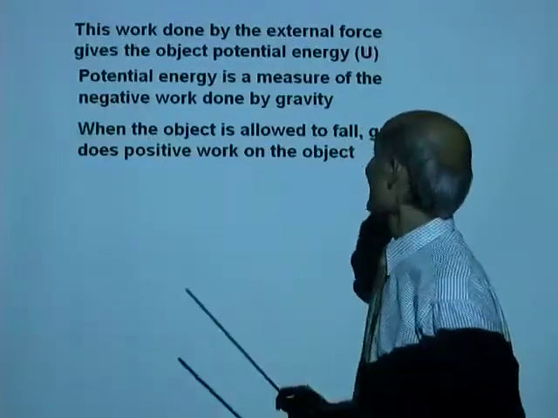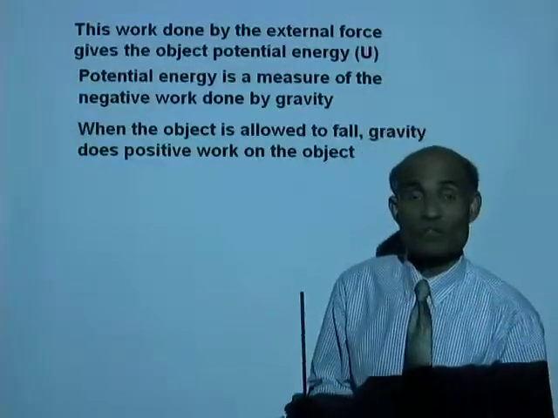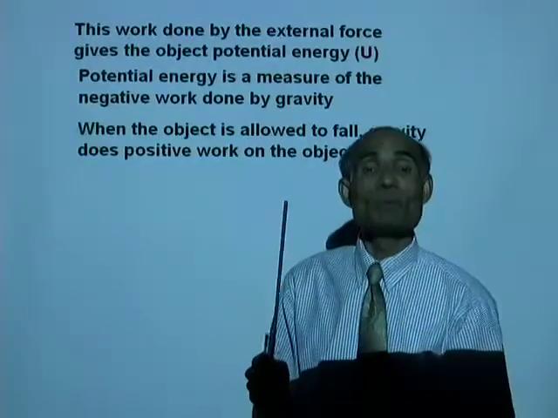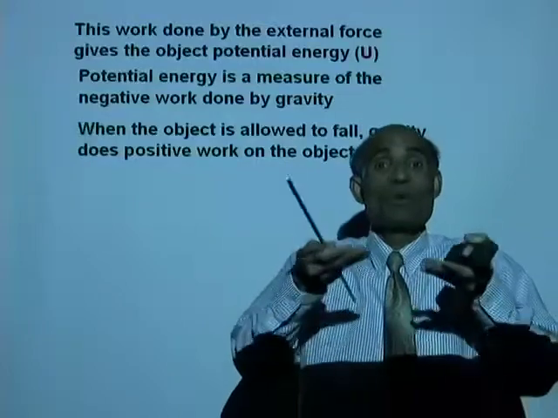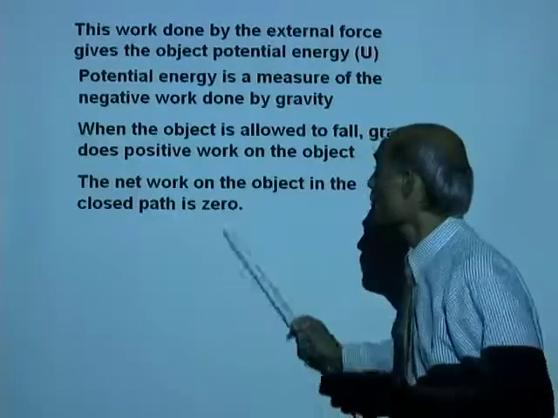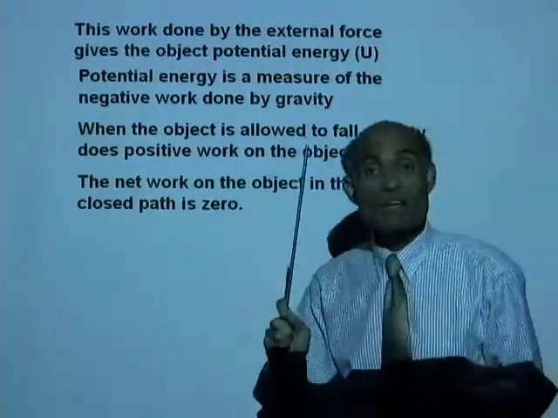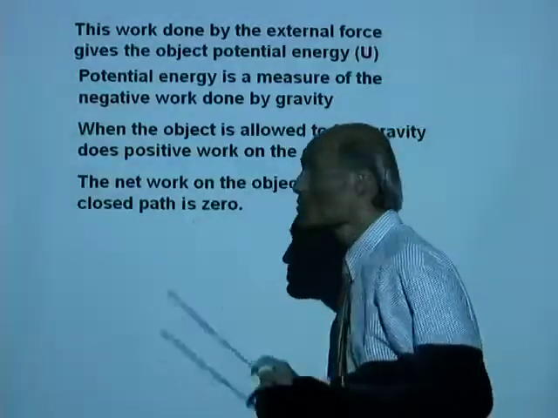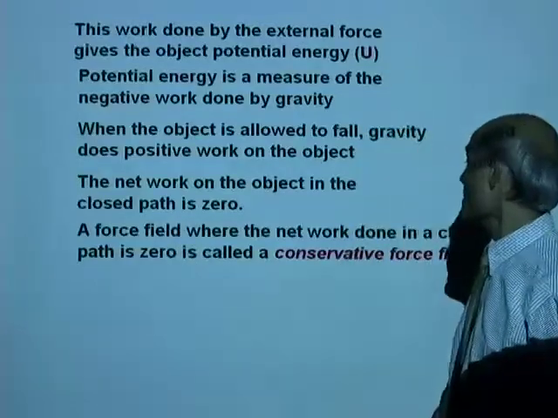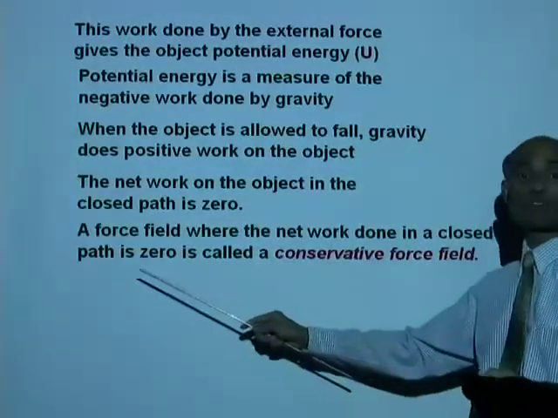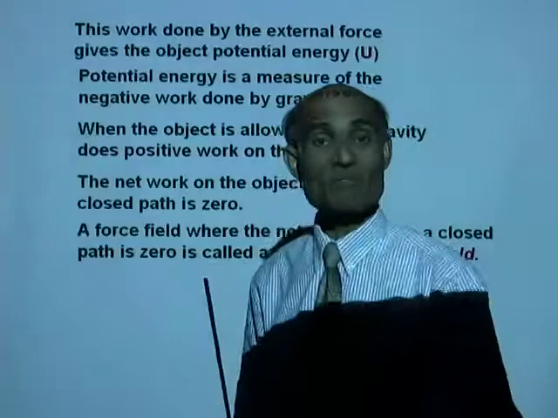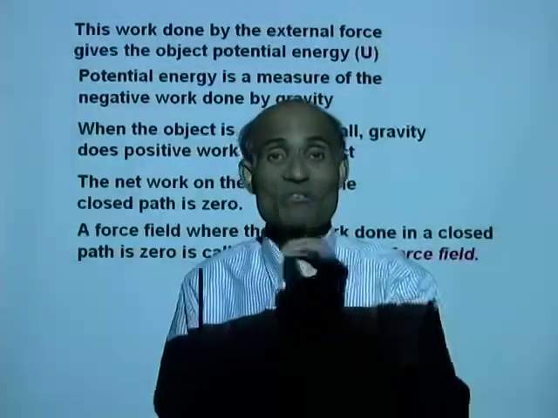When the object is allowed to fall, gravity does positive work. So positive work by gravity lowers the potential energy, and the negative work done by gravity increases the potential energy of the object. The net work done on the object by the force of gravity in the closed path is zero. A force field where the net work done in a closed path is zero is called a conservative force field. Gravitational field is a conservative force field.